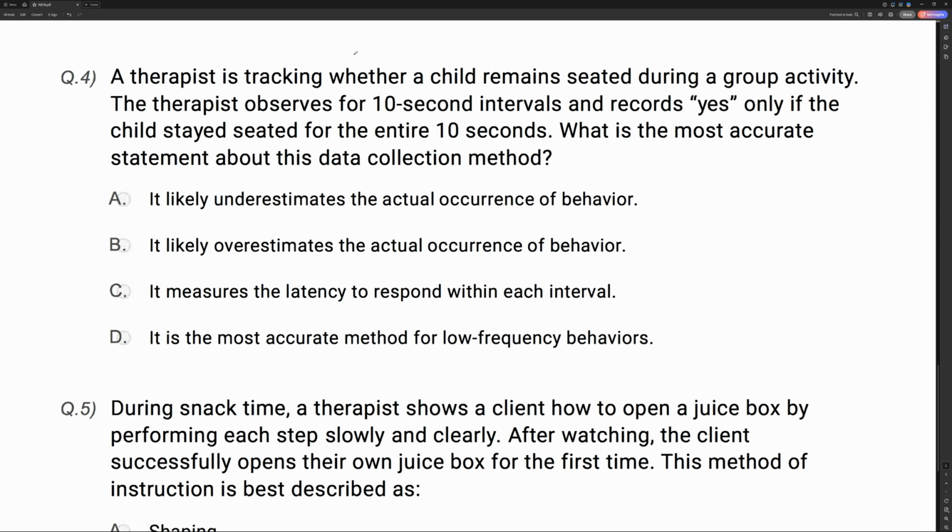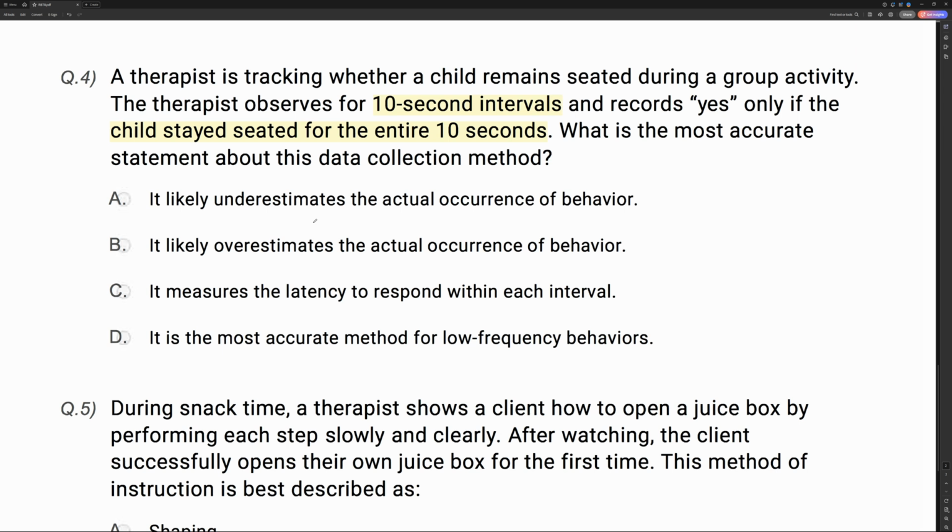However, here, we are using 10-second intervals and records yes only if the child stays seated the entire 10 seconds. This looks like clear whole interval recording. Whole interval recording, the behavior must happen the entire interval to count. Exactly what we're measuring here. Now, what would you say about this data collection method? A, it likely underestimates the actual occurrence of behavior.